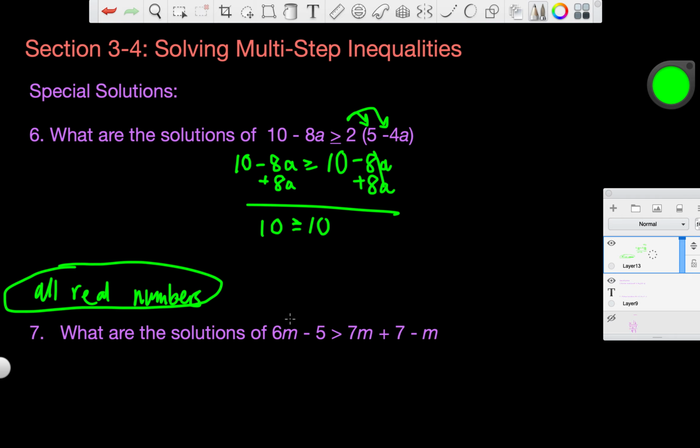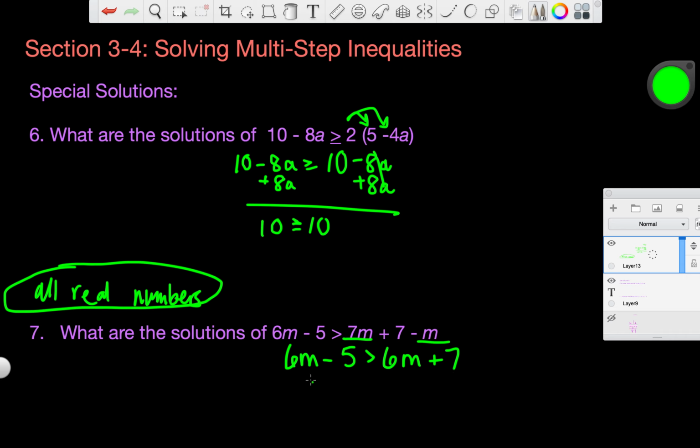It's similar to when we did equations, we said that things were identities. This is very, very similar. Okay? So lastly, we have another one that has a special solution. So I have 2 terms on the left and I have 3 terms on the right. I see 2 m's here. I want to combine them. So I'm left with 6m minus 5 is greater than 7m minus 1m is 6m plus 7.